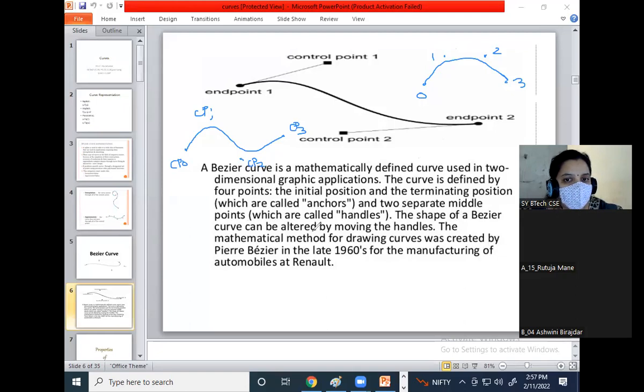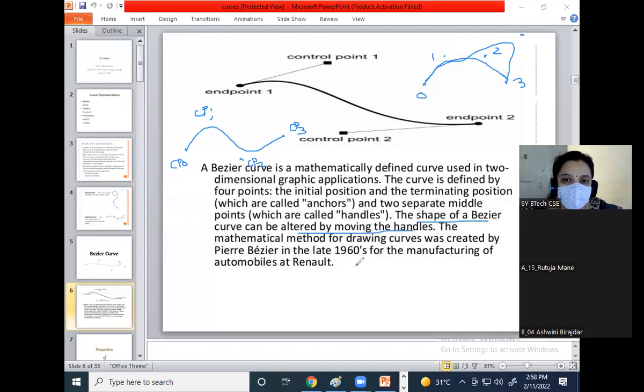The shape of a Bezier curve can be altered by moving the handles. Just now we have seen, ithe control points ase astil tar tumcha shape asa hota Bezier curve cha. Jevha mi control point 2 shift kela tevha tumcha shape Bezier curve cha change zala. Even mi ajun ha 2 ikade ghetlya nantar to ajun to pudhe move hoil and you will get the curve like this. So whenever you are replacing your control points you will be getting a change in your shape. So the shape of the Bezier curve can be altered by moving the handles.